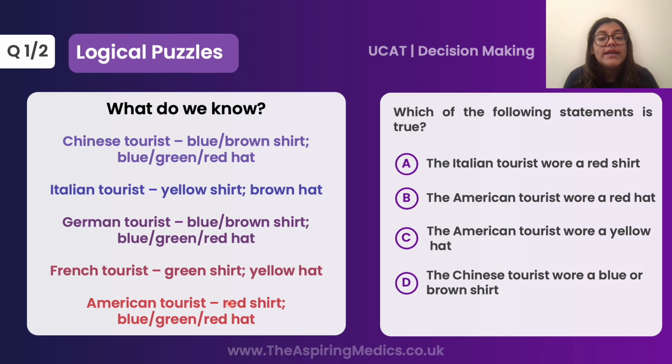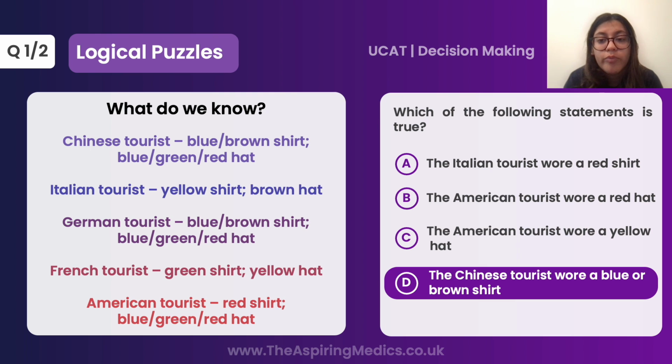And D, the Chinese tourist wore a blue or brown shirt. Now that is true because we have that right here. So the correct answer to this question is D. The Chinese tourist wore a blue or brown shirt. Now let's do our second sample question.